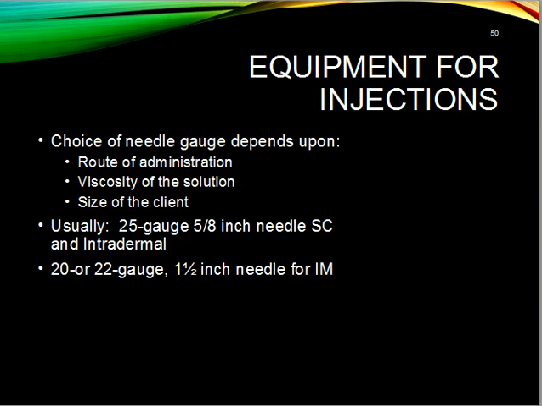Equipment for injections. Choice of needle gauge depends upon route of administration, viscosity of the solution, and size of the client. Usually 25 gauge and 5/8 inch needles for subcutaneous and intradermal, and 20 or 22 gauge, 1.5 inch for IM.